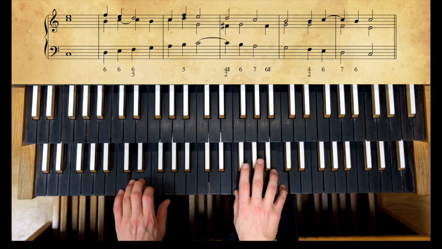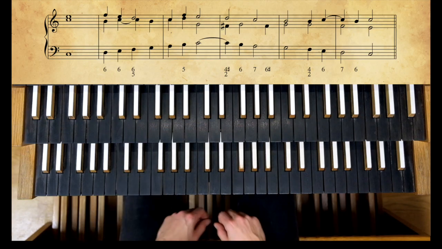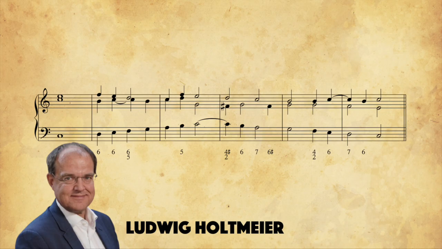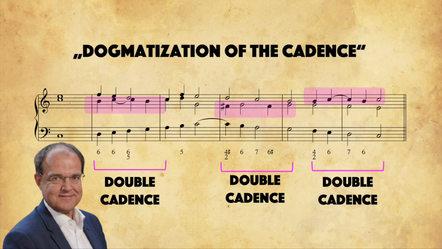The crucial aspect of Holtmeier's rule is the unifying application of the so-called double cadence as the epitome of Baroque cadences per se, and what he calls Durchkadenzierung der Skala.